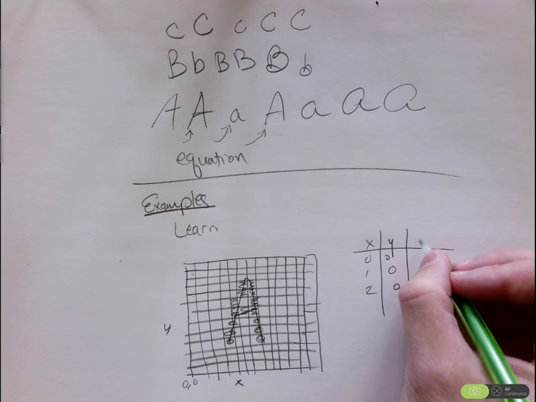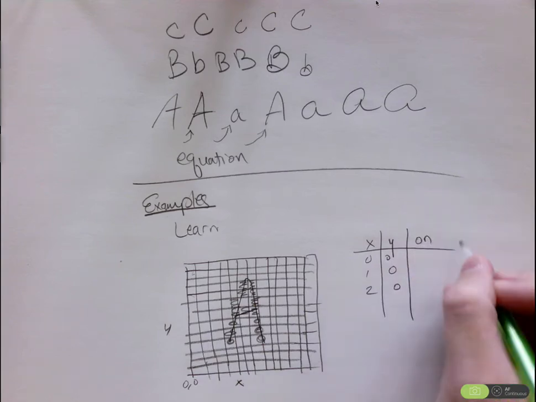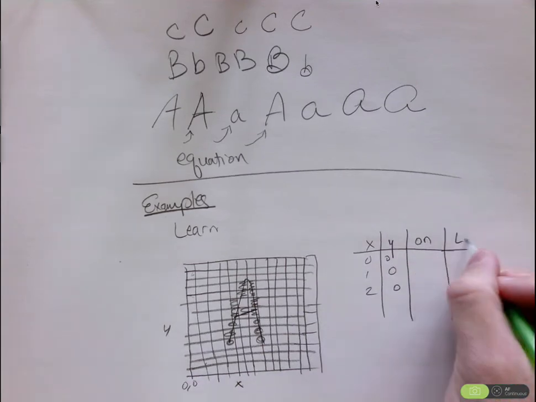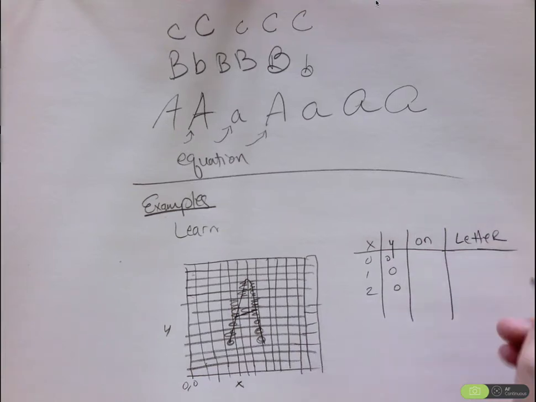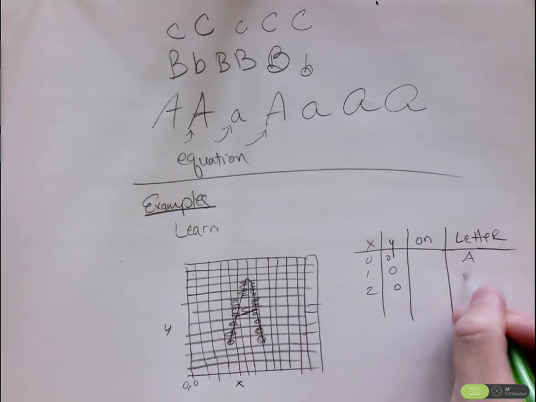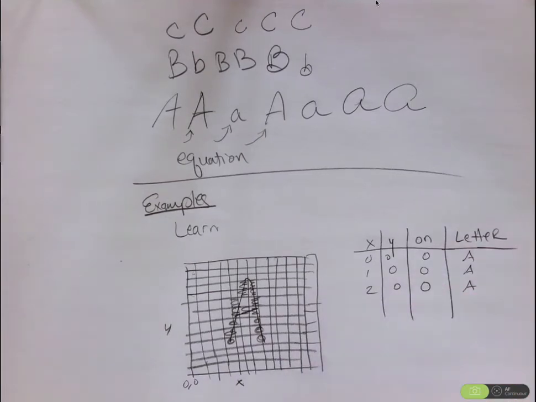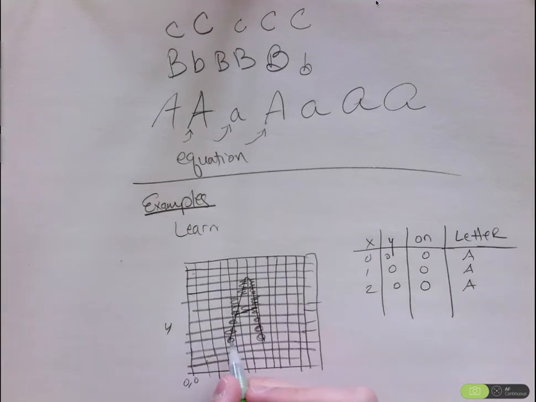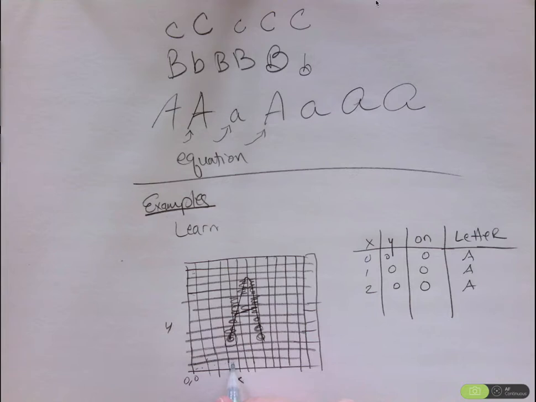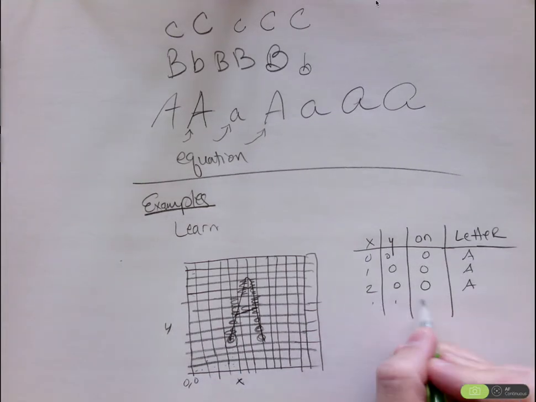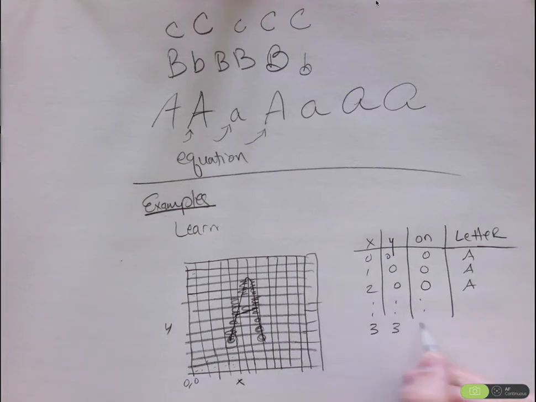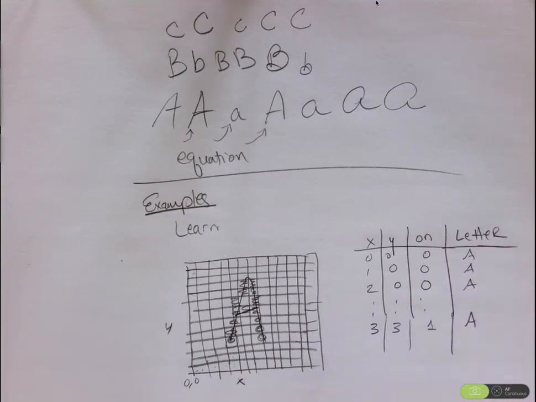And then we'll say whether or not the bit is on. And then we'll also say what the letter is. So in this case, the letter is A that we're drawing, and these are all off, so we'll represent off with 0. And eventually we'll get here, so this is 0, 1, 2, 3, and this is 0, 1, 2, 3. So that's 3, 3, and that's on. And that's the letter A.